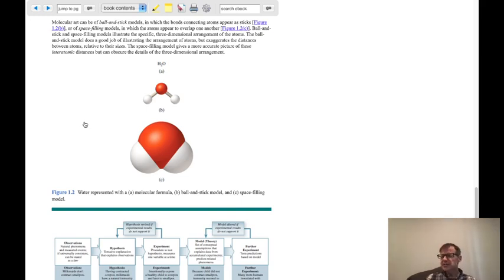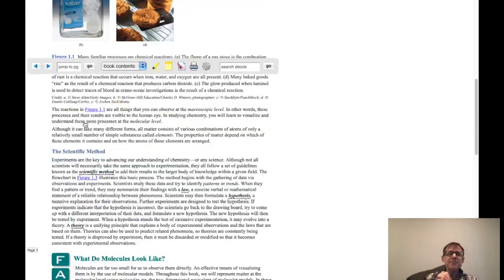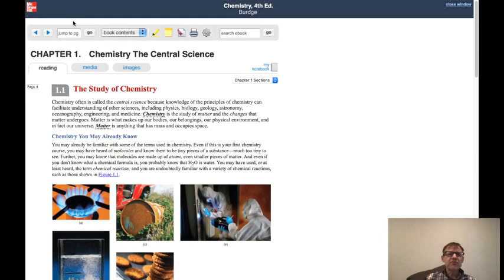There are also space-filling models that are used. Those are less common. You don't see those as often. Those are a little more realistic in terms of what molecules, quote, look like in space. And then at the end of this section is a flowchart of the scientific method. So that's section 1. I'm going to move on now to section 2.